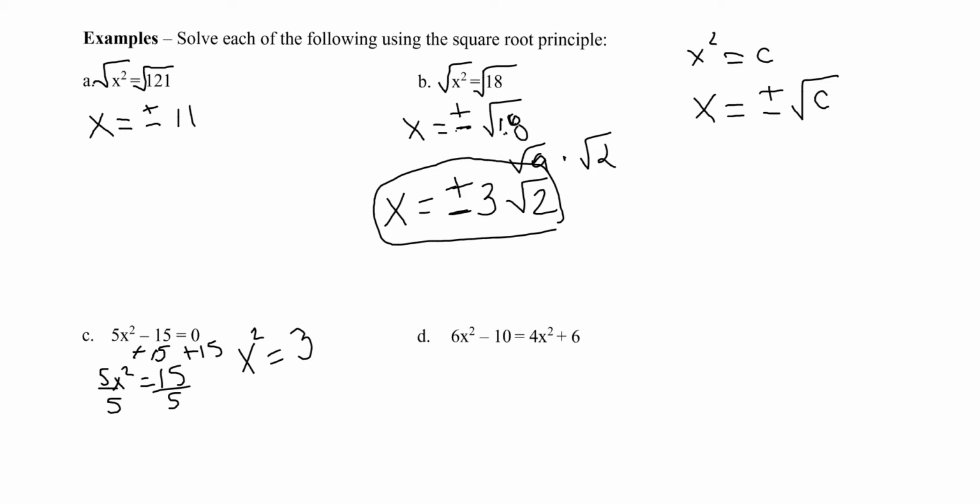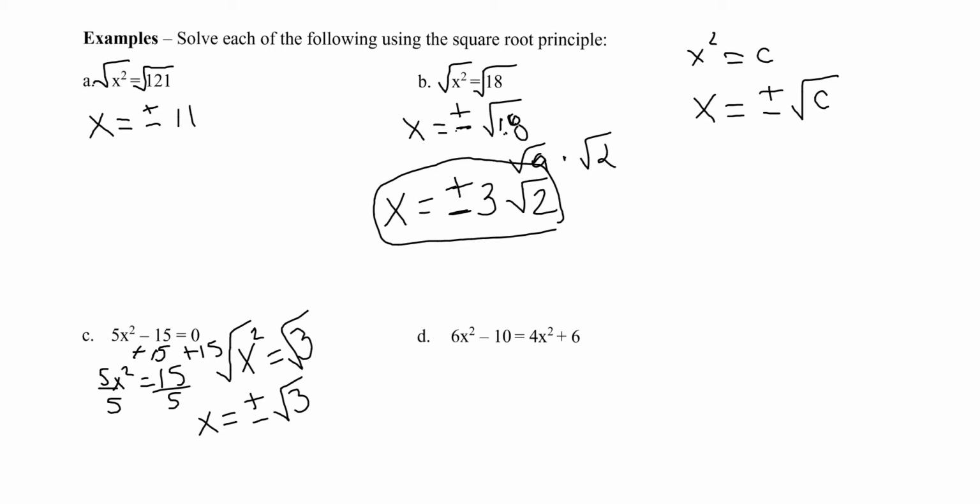Now, because I'm down to x squared, I can take the square root of both sides, and I will get x is equal to the positive and negative square root of 3. There's no breaking it down, so that's my final answer. All right, C.